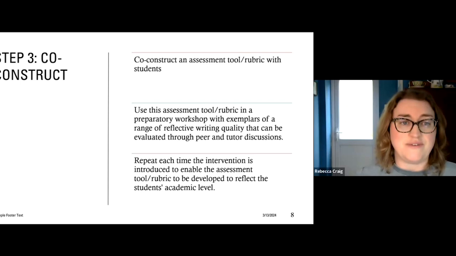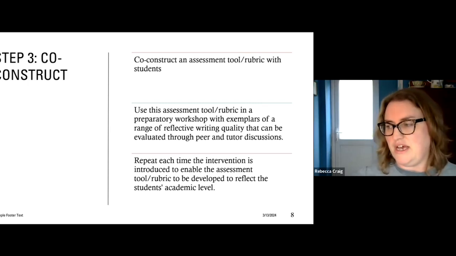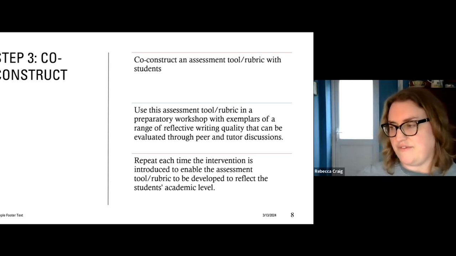And then also you might develop that rubric over time. So they might have a skeleton of that rubric in year 1 at level 4, and then over time you build on that same rubric. So there are options, of course, there as well for scaffolding.